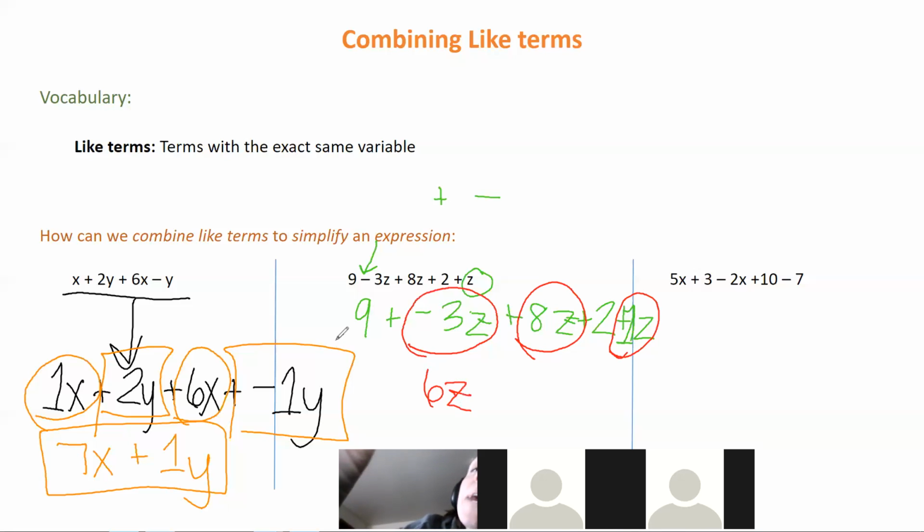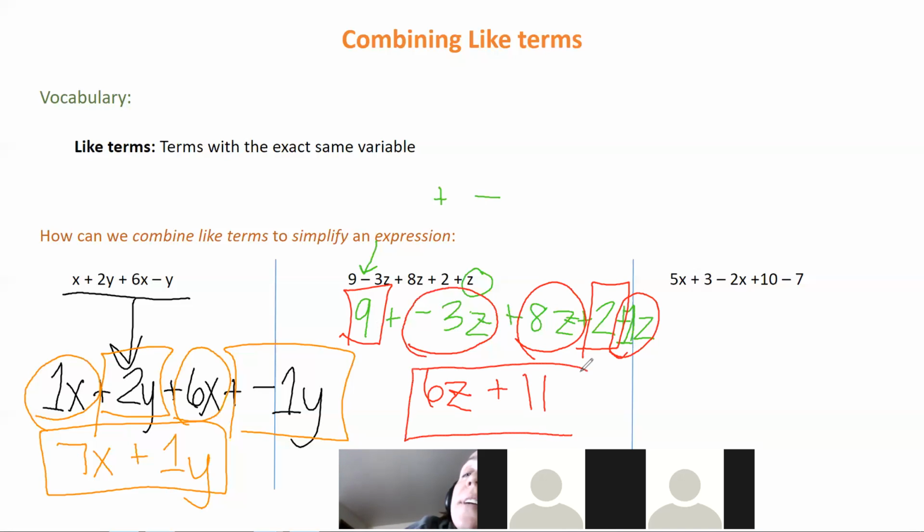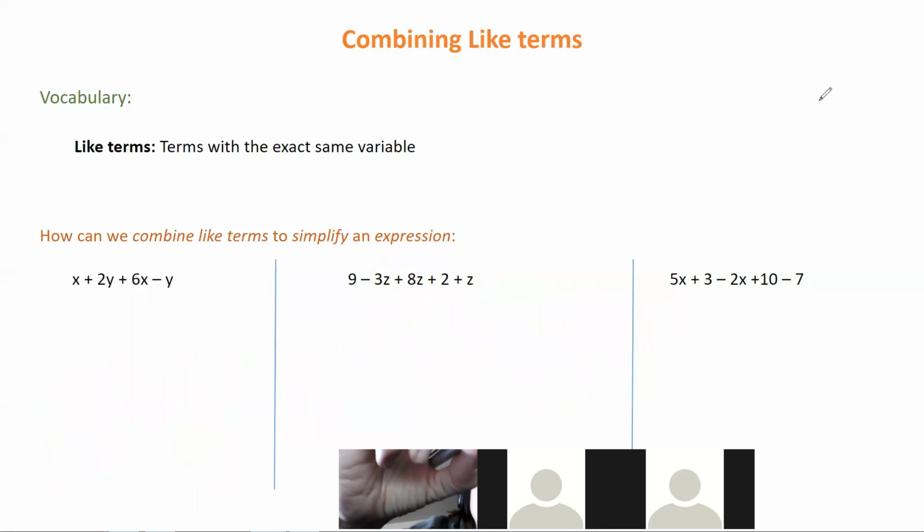And now let's combine the numbers. We have 9 plus 2. What's 9 plus 2? 11. And that is my final answer. 6z plus 11 or 11 plus 6z. Perfect. Does anybody have questions?